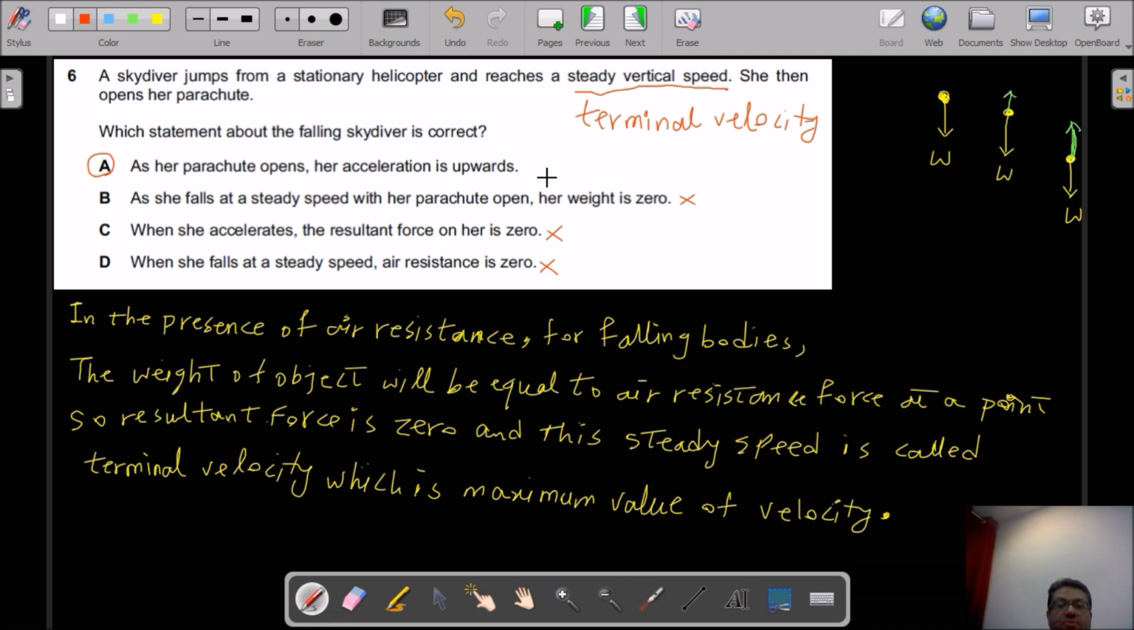A, as her parachute opens, her acceleration is upwards. So we know that when her parachute opens, velocity decreases. That's why when velocity suddenly decreases, acceleration will be upward, because the change of velocity will be negative, and the acceleration direction will be changed and it will be upward. So A will be right for question 6.